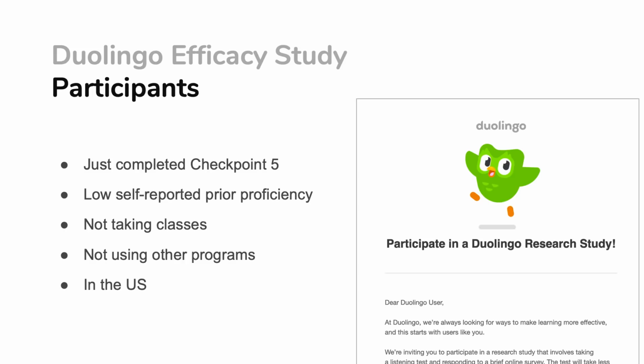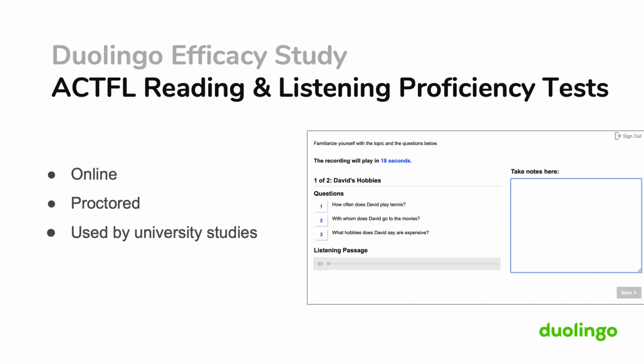Finally, we only considered participants who were based in the United States. And the main reason we were unable to incorporate learners from other countries is that the data sets that we were comparing against were also only for university students in the United States. And we wanted to make sure that the populations were as comparable as possible.